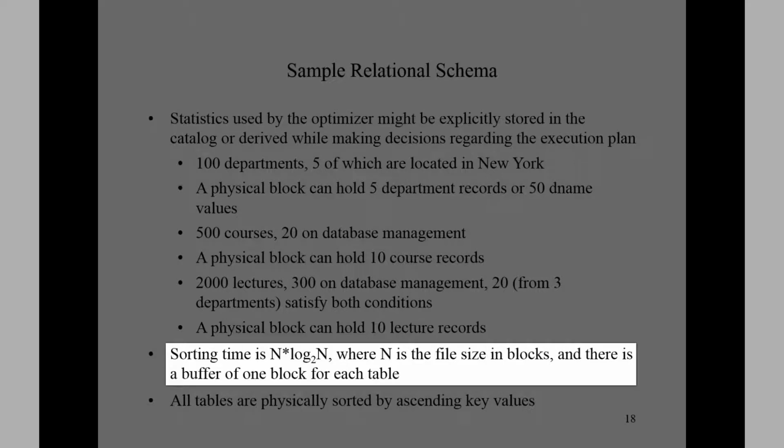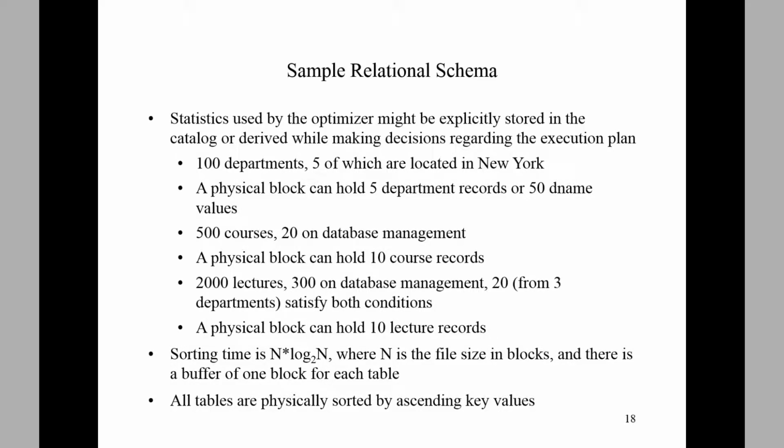Sorting time, again a performance factor on the system, is n log n, where n is the size of the file in blocks, and there is a buffer of 1 block for each table. All tables are physically sorted by ascending key values. In the following discussion of alternative strategies to execute the sample query, ideas behind query optimization will be presented, and this will justify the investigation of this process of query optimization. So the discussion of strategies indicates secondary storage accesses required to read and write a physical block.